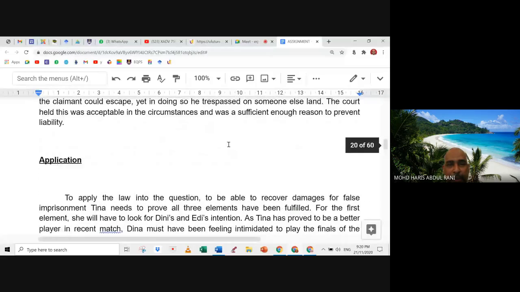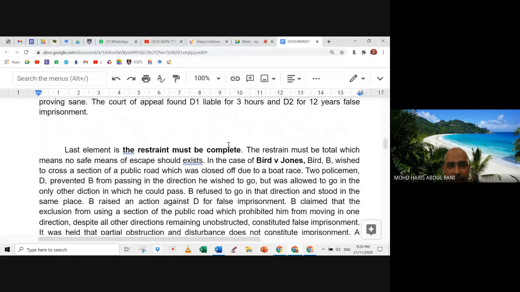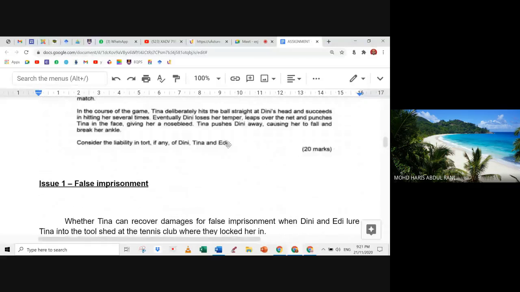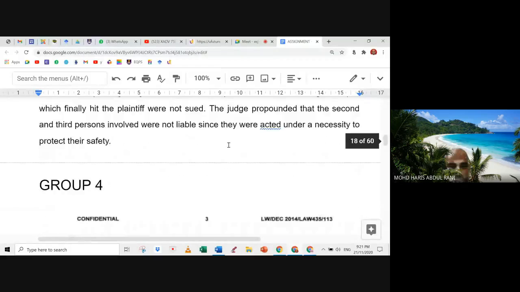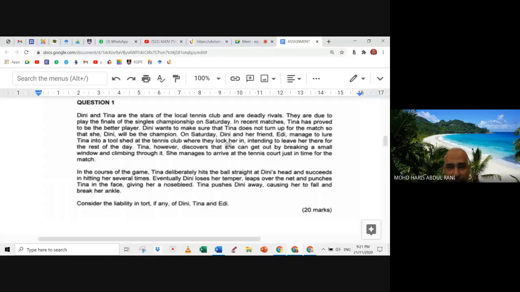So in the application, actually it's like this. Okay, it's fine, we won't jump into the application yet. But for the time being, 50% of your answer is on the application. Meaning if you have 2 pages, 1 page is for law, 1 page is for application.